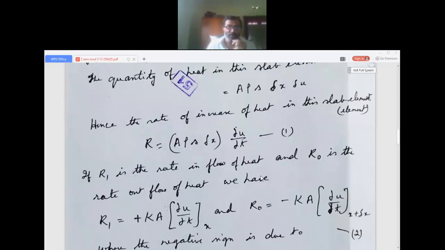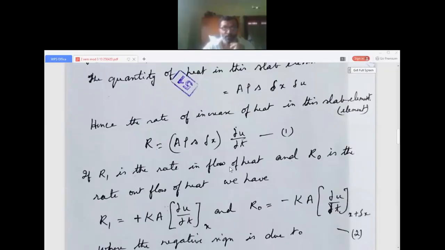Now, if R1 is the rate of inflow of heat, and R0 is the rate of outflow of heat, we have R1 equals plus, since R1 is inflow, plus K A dou U by dou x at the point x. R0 is going outside, so it is taken as negative: minus K A dou U by dou x at the point x plus delta x.